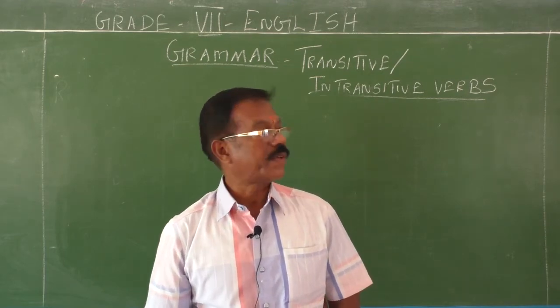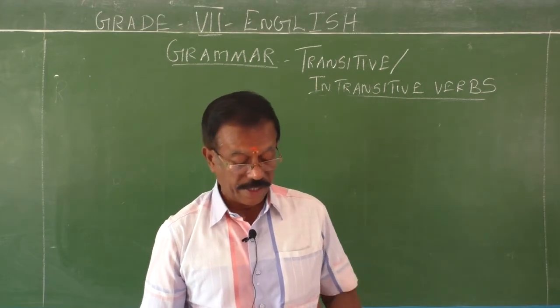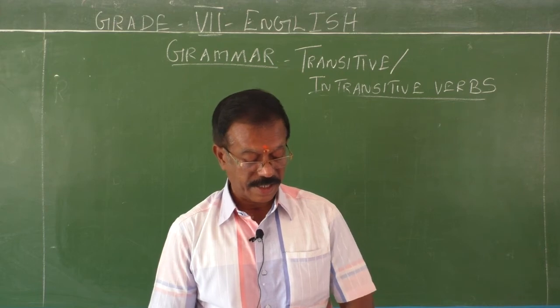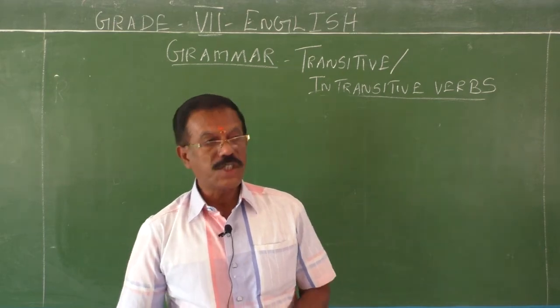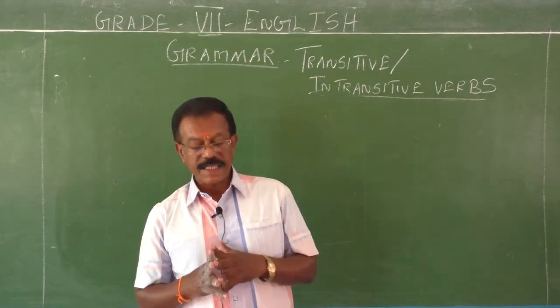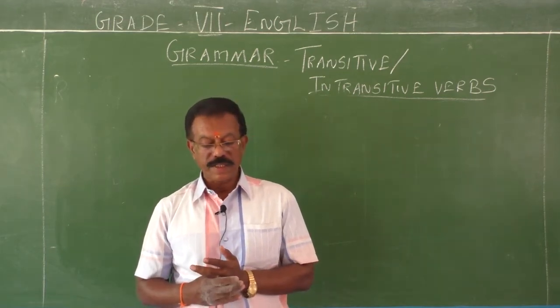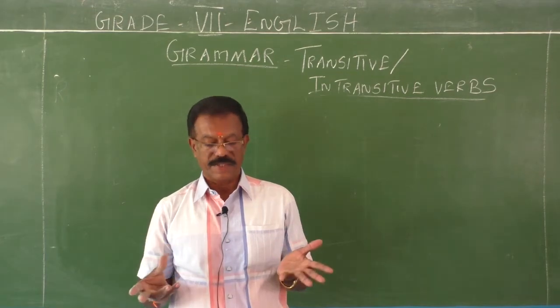What is the position of a transitive verb? How can you identify a transitive verb in a sentence? Let me explain these things. See, a transitive verb is a verb that accepts one or more objects. A transitive verb is one that is used with an object.